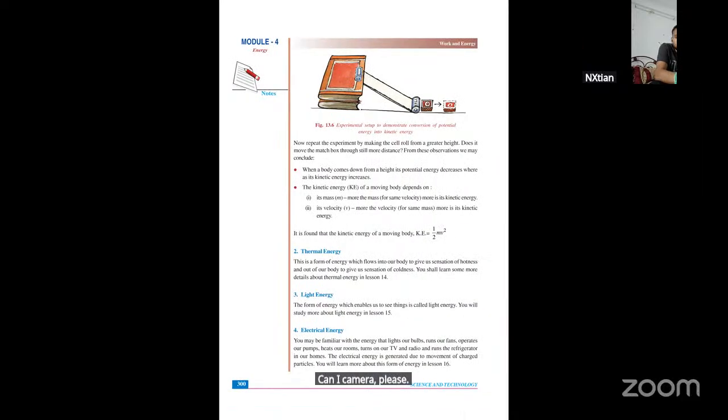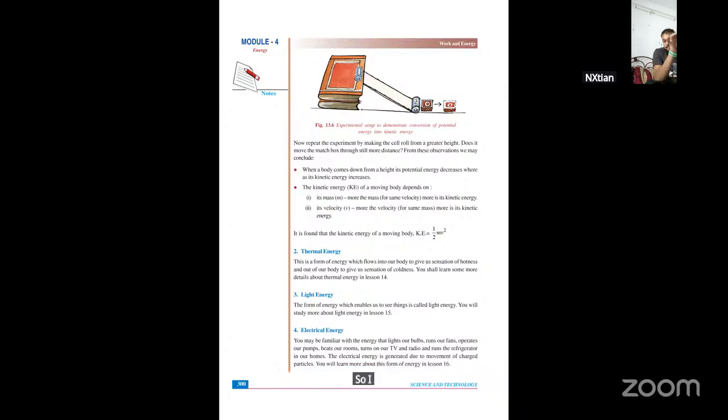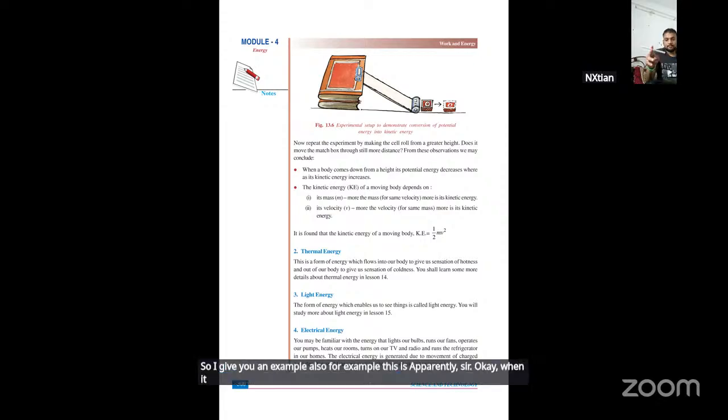Okay. So we did some questions on thermal energy or the light, like we did the kinetic energy and the potential energy. So I give you an example also. For example, this is a pen. When it is above the height, like for example, this is the base, and if I take it to some height, I am doing work against gravity, and that work is now converted into the potential energy in the pen.